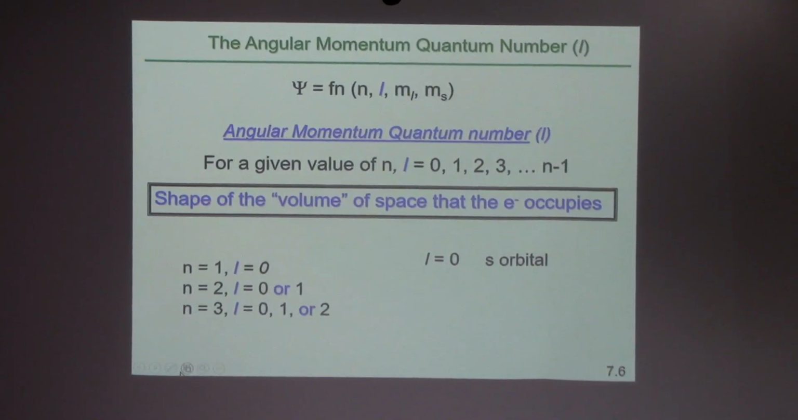When l equals 0, the orbital is called s. When l equals 1, the orbital is called p. When l equals 2, the orbital is d. When l equals 3, the orbital is f.